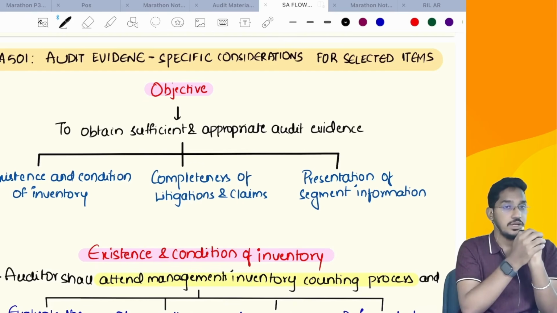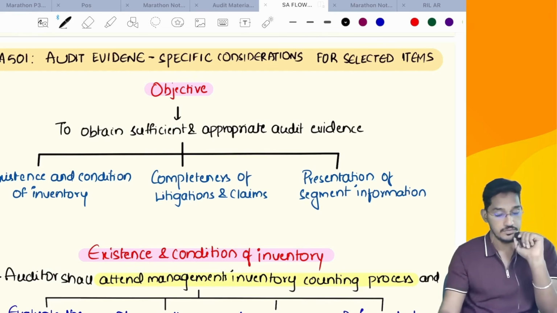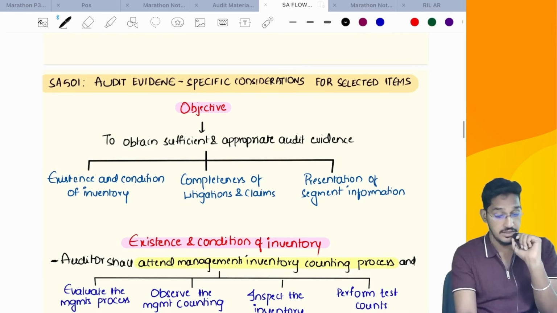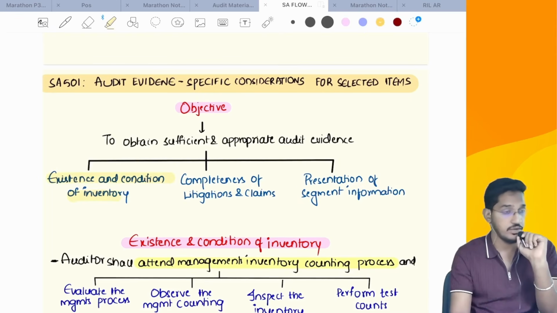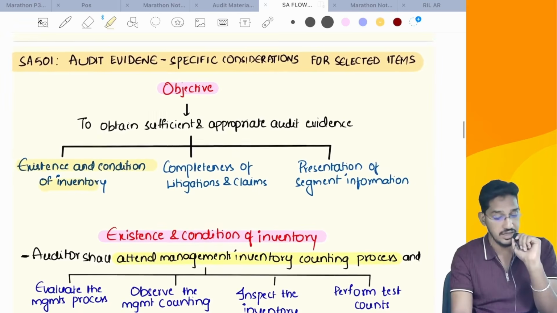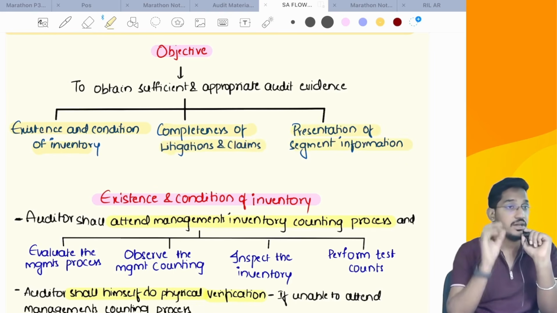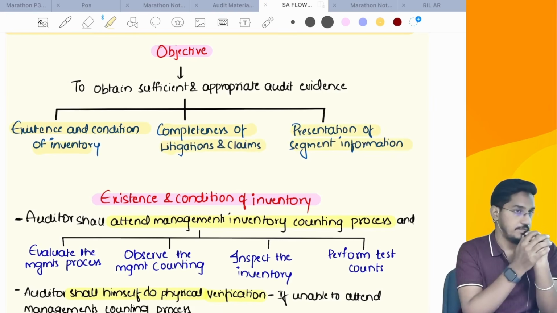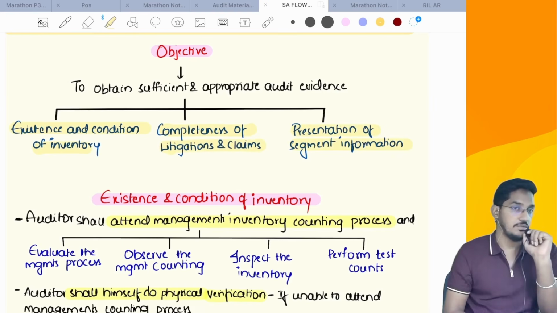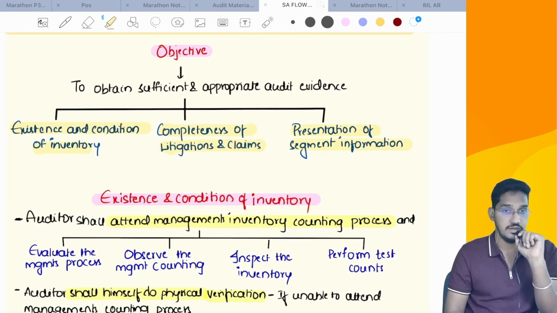So how we need to obtain audit evidence regarding 3 specific items? What are the 3 specific items which they have asked? Number one is attendance, existence and condition of inventory. How you have to obtain audit evidence regarding existence and condition of inventory. How you need to obtain audit evidence regarding completeness of litigations and claims. And how you need to obtain audit evidence regarding presentation of segment information. So out of that, first thing we will pick up. How do you obtain audit evidence regarding existence and condition of inventory?